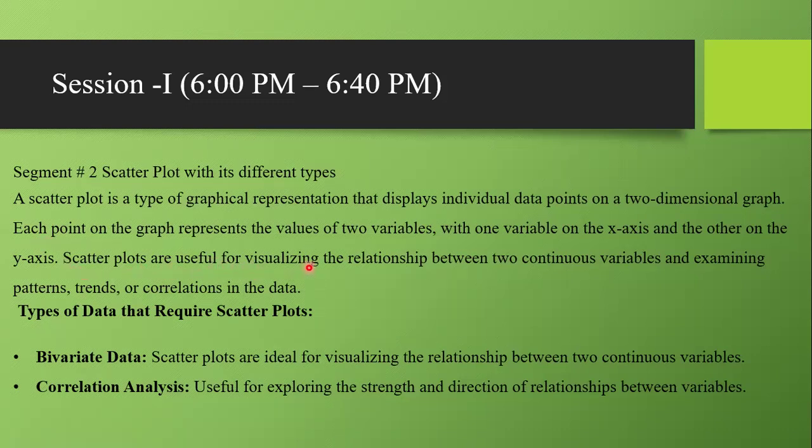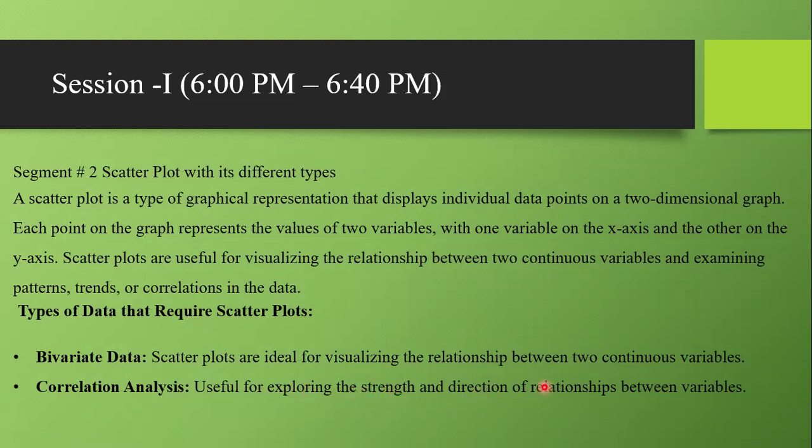Scatter plots are useful for visualizing the relationship between two continuous variables and examining pattern, trend, and correlation in the data. The types of data that require scatter plotting are bivariate data and correlation analysis. In most cases, when we want to estimate the correlation between two variables in a graphical mode, we use scatter plotting. In case of bivariate data, scatter plots are ideal for visualizing the relationship between two continuous variables. In case of correlation analysis, they are used for exploring the strength and direction of the relationship.